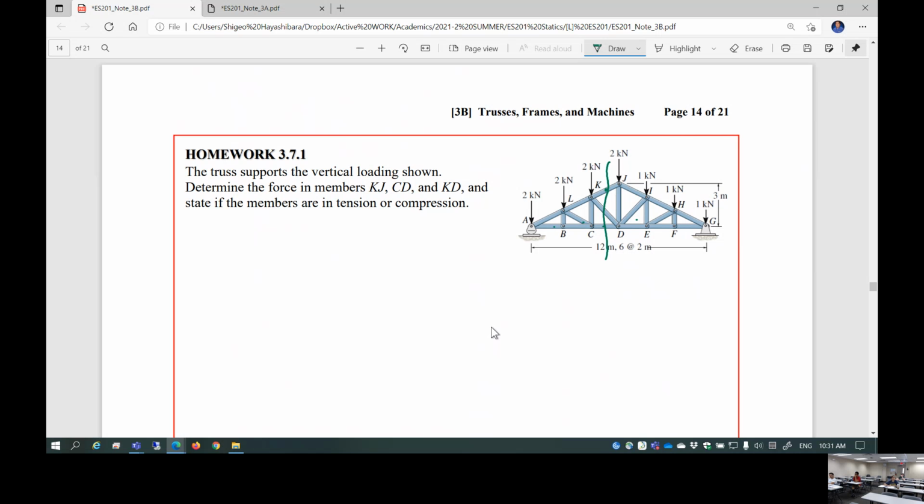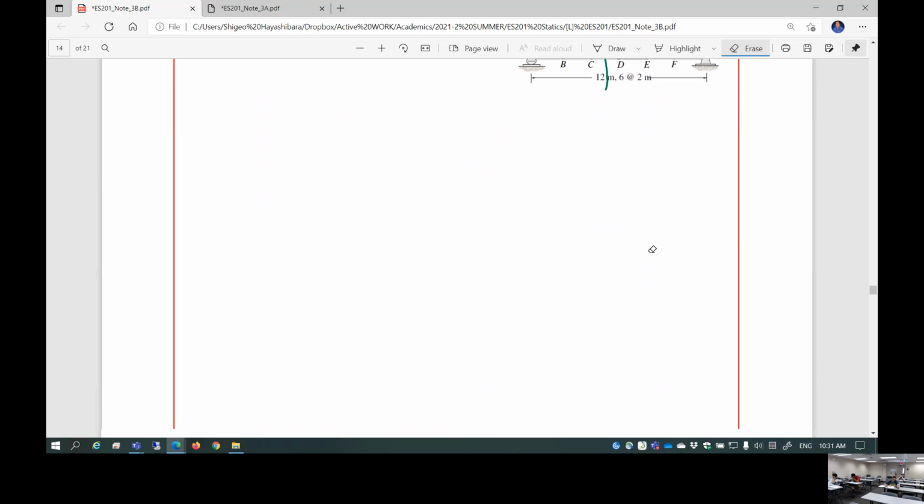Okay. So is this a bridge or a roof? I don't know. Something made up. But again, one thing I know is you probably don't want to do a method of joints for this kind of problem. Of course. Next page.